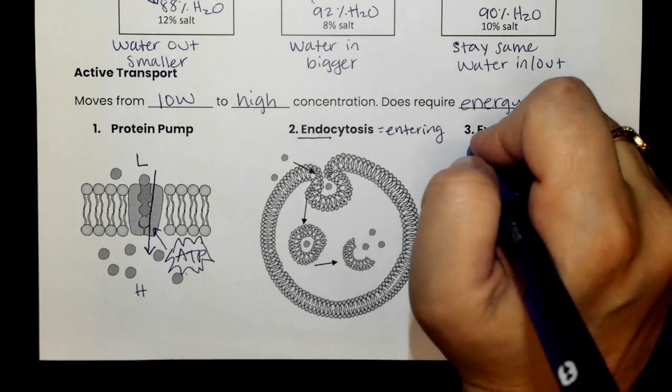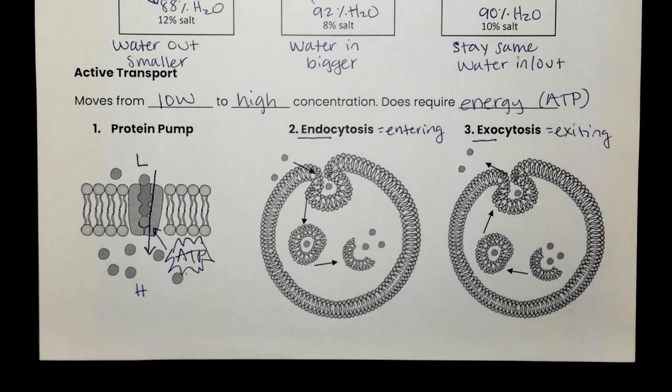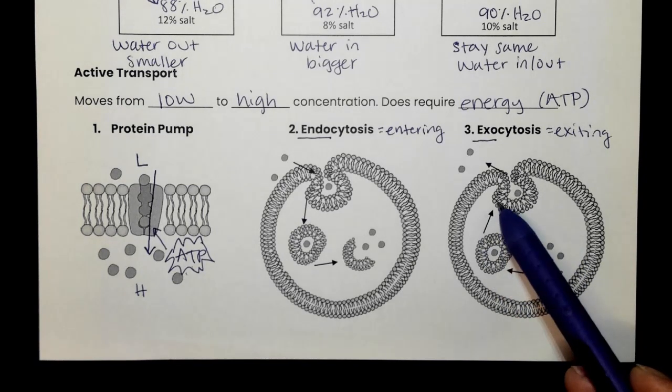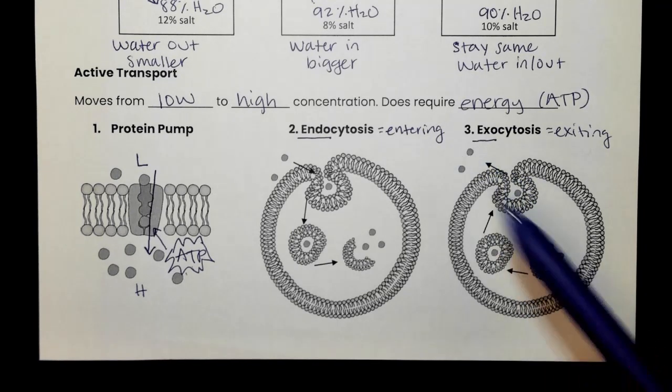The opposite of that is exocytosis, so I think exo, exiting. It looks exactly the opposite. So the molecules will come into this transport bubble. It will transport them to the edge of the cell, and then it will fuse with the cell membrane to release the molecules outside of the cell.